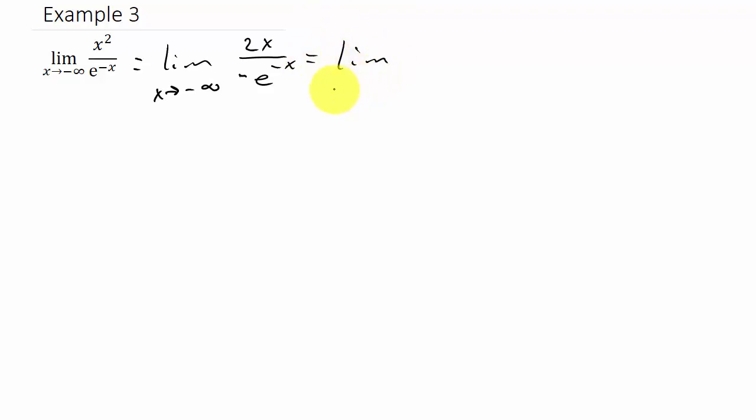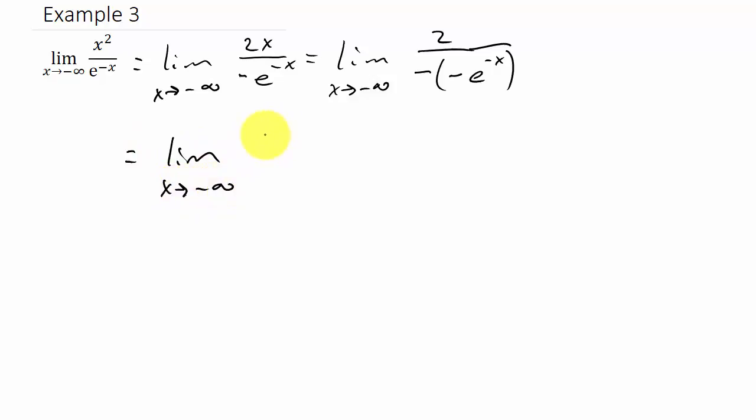So that's going to equal the limit as x goes to negative infinity. The derivative of the numerator is 2, over the derivative of the denominator. So there's our negative sign, and that's going to be negative e to the negative x, which equals the limit as x goes to negative infinity of 2 over, and then the negative and the negative make a positive.